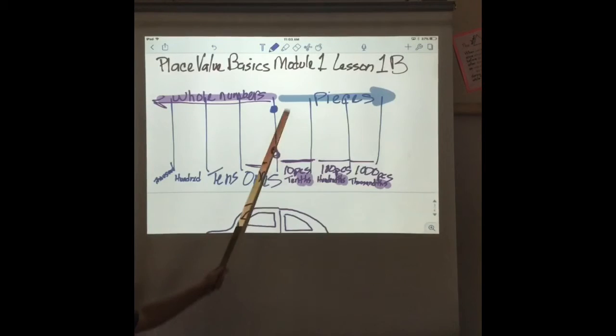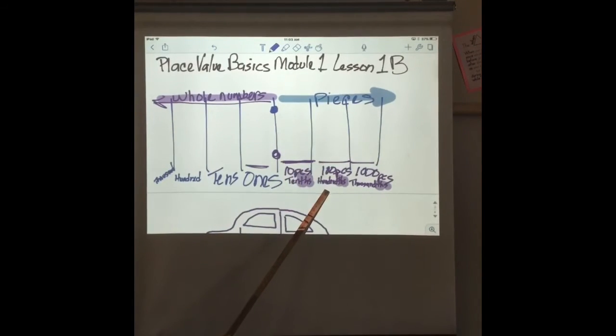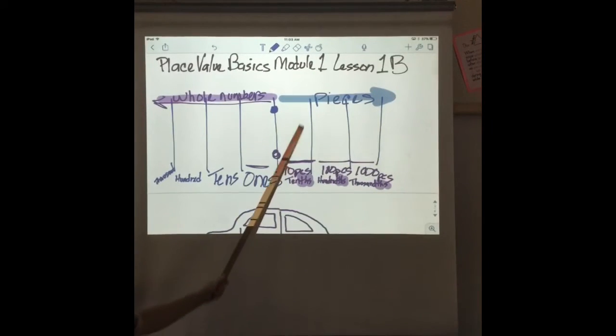So we have tenths, and then we have hundredths. Now, of course, the third space over is thousandths, but we're not going to get into that. Let's just try to keep it simple to understand the concept. So I'm just going to talk about tenths today, okay? Tenths mean 10 pieces, okay?